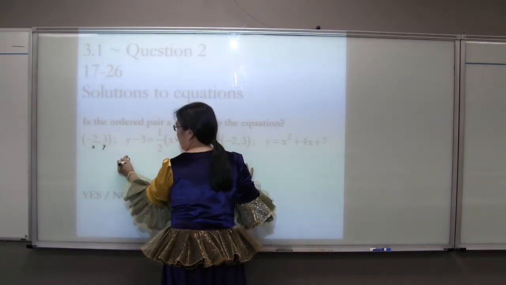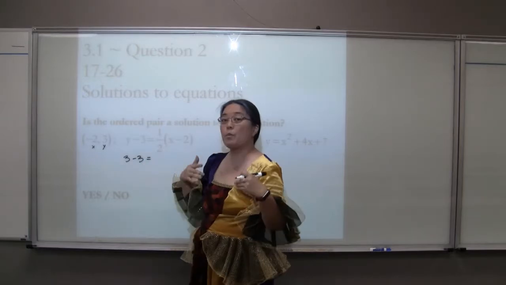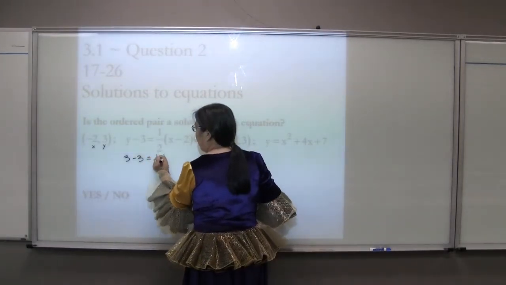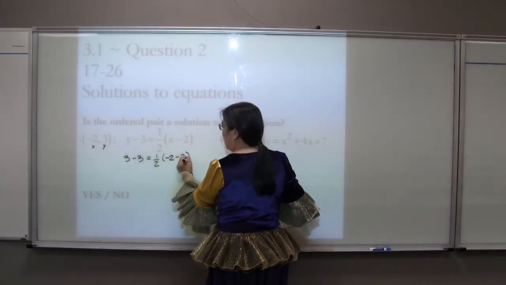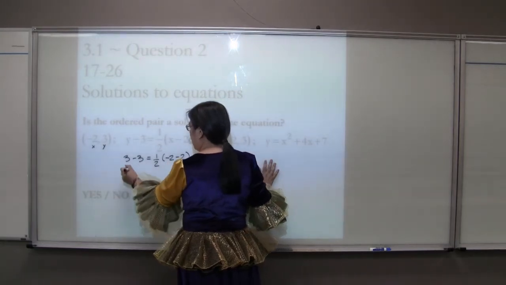Y is 3 minus 3. Some people might say, I already know that that's 0. I want to see you plugging in. 1/2. X is negative 2 minus 2. So I've plugged in, and then the work. I'm going to do groups first.